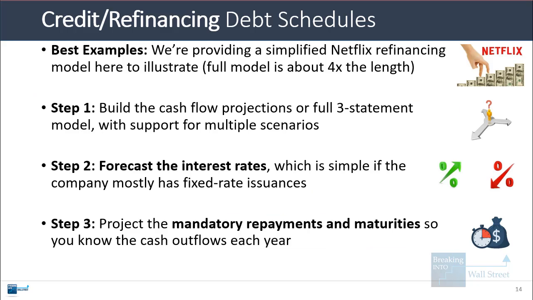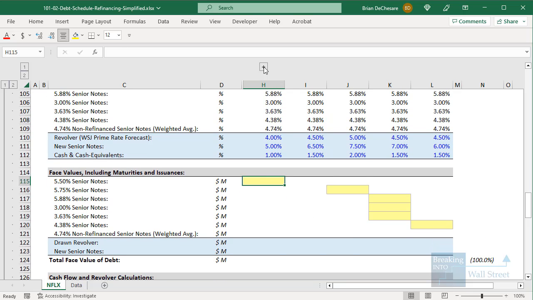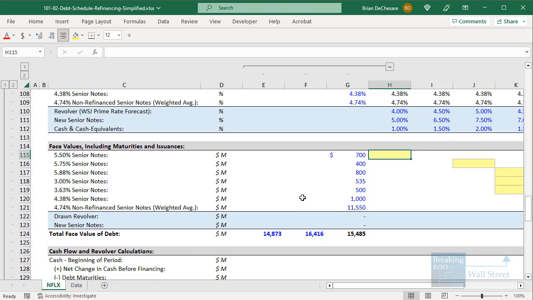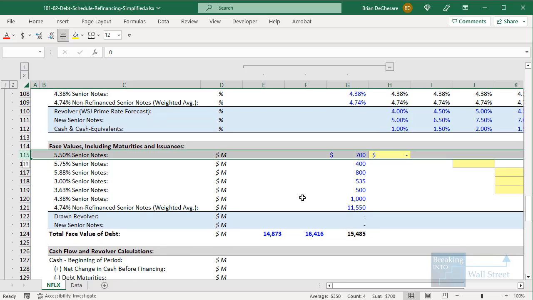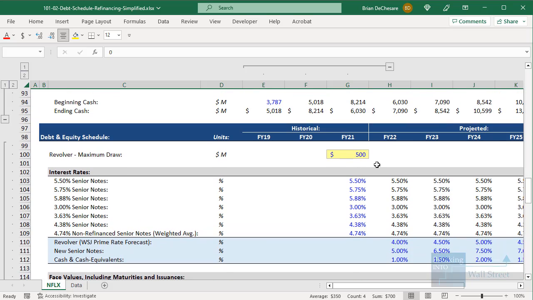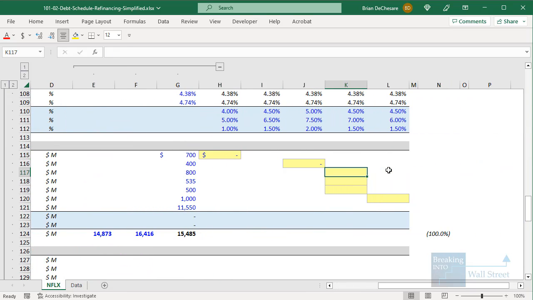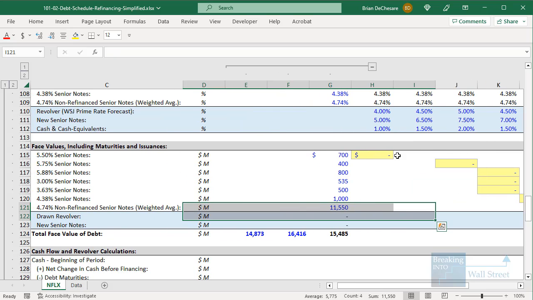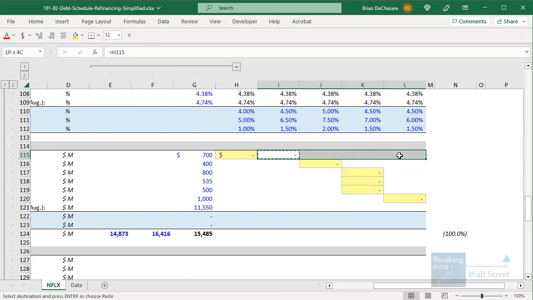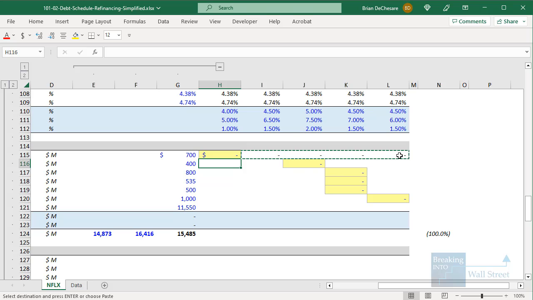Once you have the interest rate forecast, you can project the mandatory repayments and maturities so you know the company's cash outflows each year. So I have the schedule down here for Netflix, and it's pretty simple. These 5.5% senior notes mature in the first year, fiscal 2022, and then these others mature in subsequent years. So I will enter zeros right here, and then the formulas are all pretty simple. All we're doing is linking to the last number right here and just copying it across.